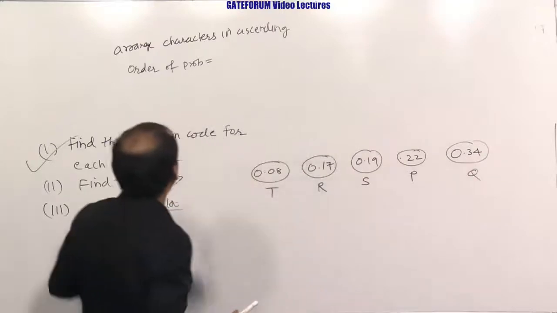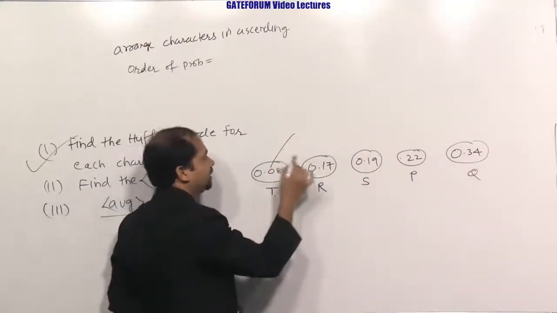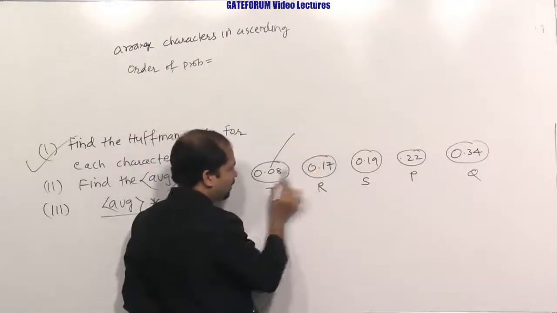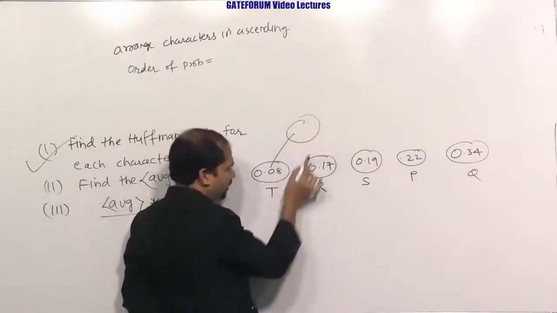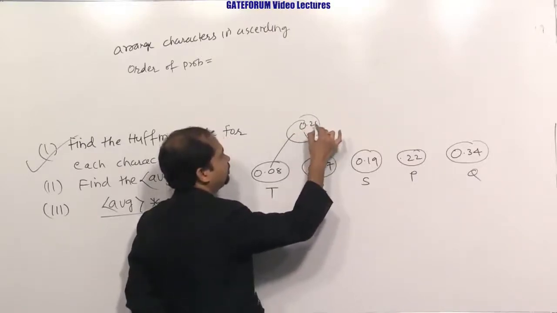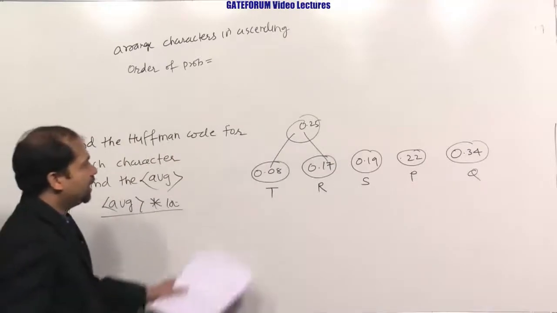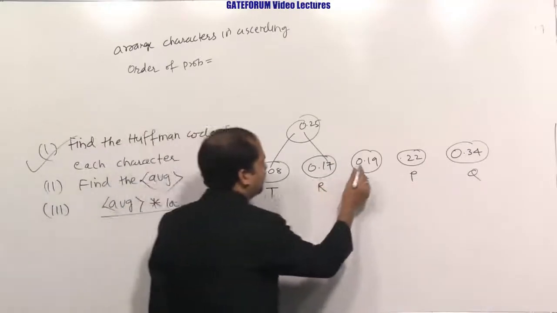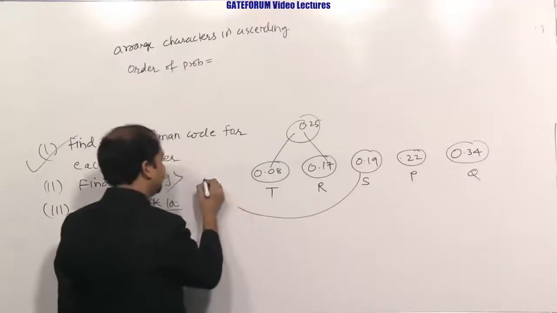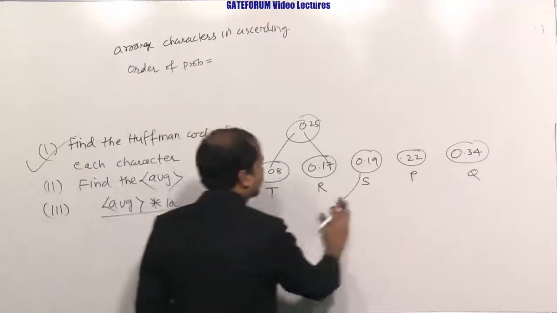Now the moment we arrange, we construct a partial binary tree. The parent node will have the sum of both probabilities, so this will be 0.25. And again repeat this step. The moment you do this, 0.25 will be greater than 0.19, so I am shifting 0.19 to this side, after S.